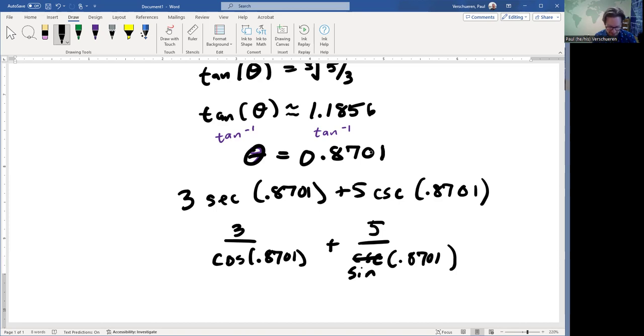3 divided by cosine of 0.8701 plus 5 divided by sine of 0.8701 gives you 11.19. That's what I'm looking for. And that is in feet. And that's the length of the ladder.